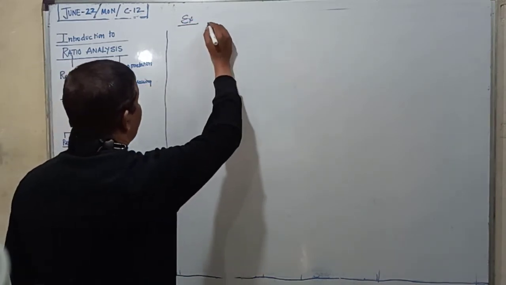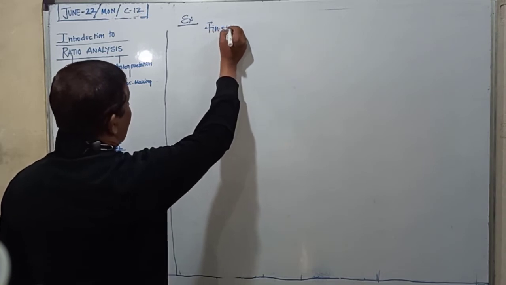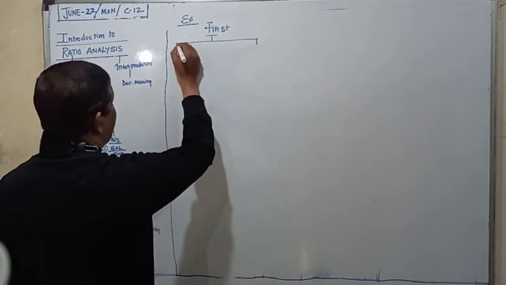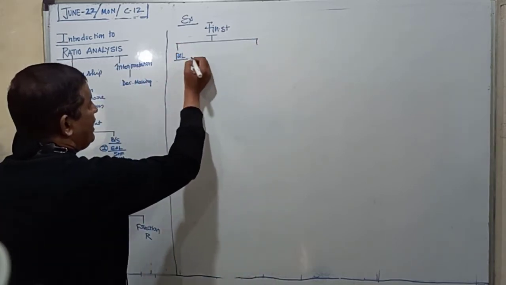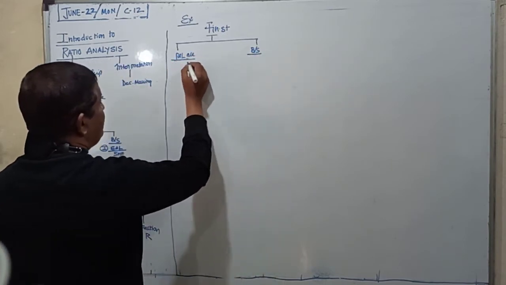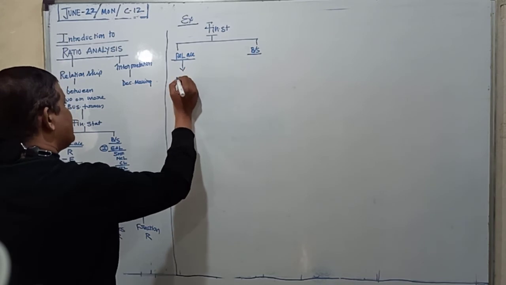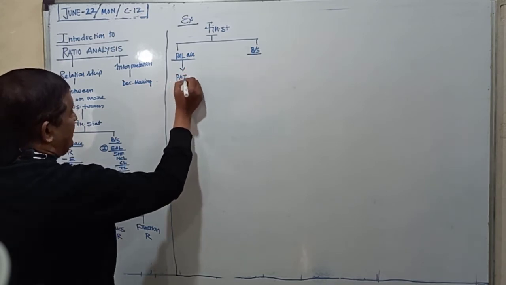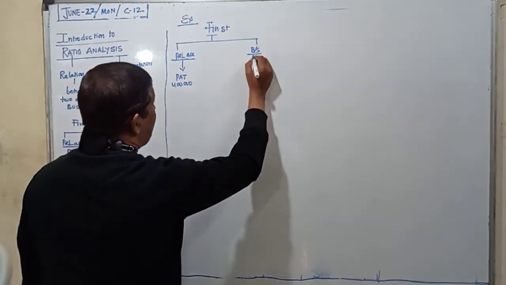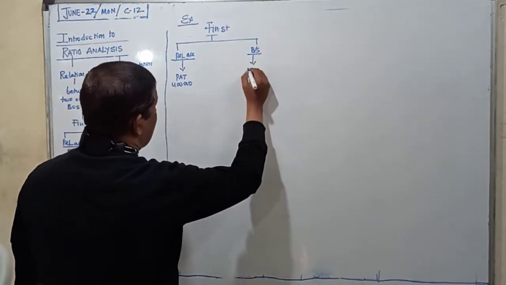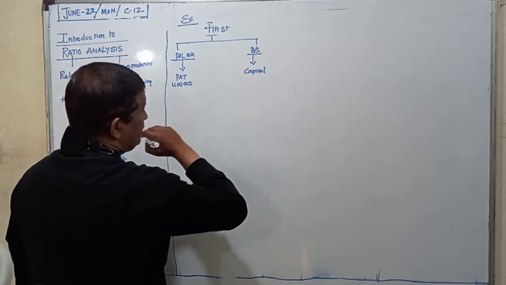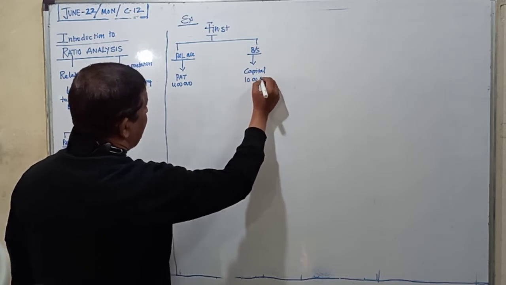So, we are going to the financial statements. Your financial statements are the profit and loss account and the balance sheet. From the profit and loss account, I took a transaction, that is profit after tax, and let us say profit after tax is 4 lakhs. From the balance sheet, I took a transaction called capital, and our capital is, say, 10 lakhs.